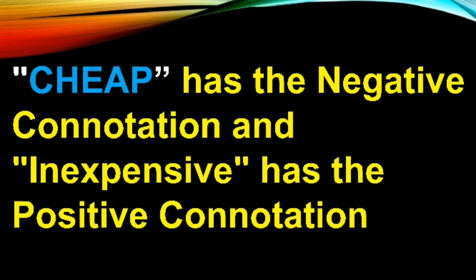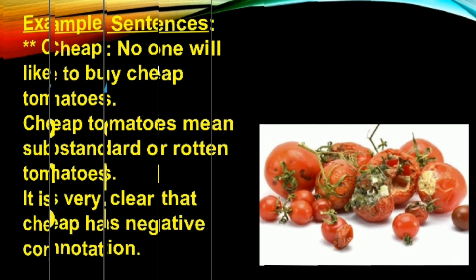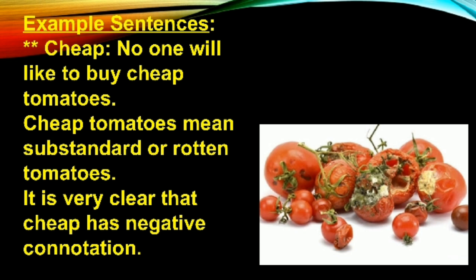Cheap has the negative connotation and inexpensive has the positive connotation. Example sentences. We are going to construct a sentence with cheap. No one will like to buy cheap tomatoes. Cheap tomatoes mean substandard or rotten tomatoes. And it is also clear in the picture in front of you. The tomatoes are rotten and damaged. It means that cheap has a negative connotation.